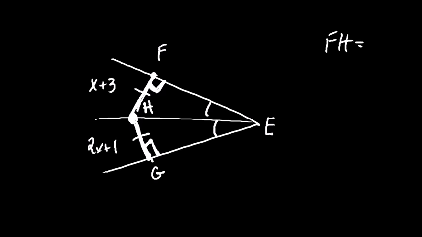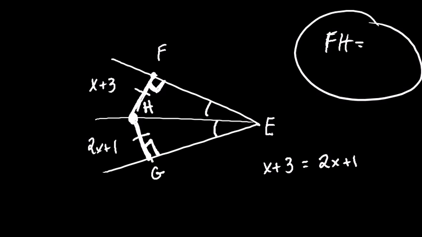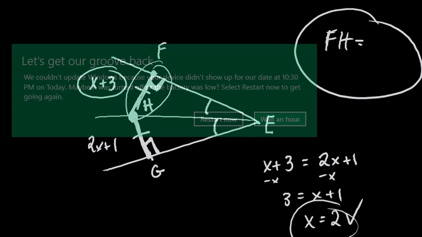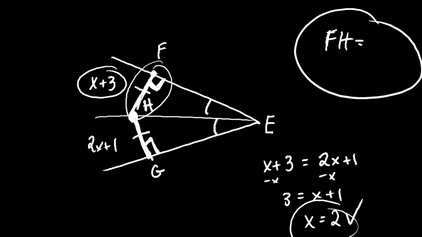Since those sides are congruent, this is me using the knowledge from that theorem, I can go ahead and set them equal. So x plus 3 is equal to 2x plus 1. In this situation, I need to solve for x in order to actually figure out what I need. So I'm going to subtract x from both sides. I get 3 equals x plus 1, and then I subtract 1 from both sides and get x equals 2. Well, I have x equals 2, and that's very good, but I need to figure out what FH equals, and FH is x plus 3. So that means that if I plug in 2 plus 3 is 5. FH is 5.